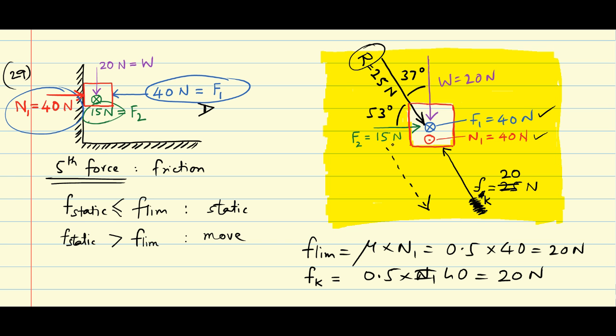So the block will slide in a direction which makes an angle of 53 degrees with the 50 newton force in the direction shown by the dotted arrow. And the frictional force exerted by the wall on the block during this sliding process is kinetic friction of magnitude 20 newtons.